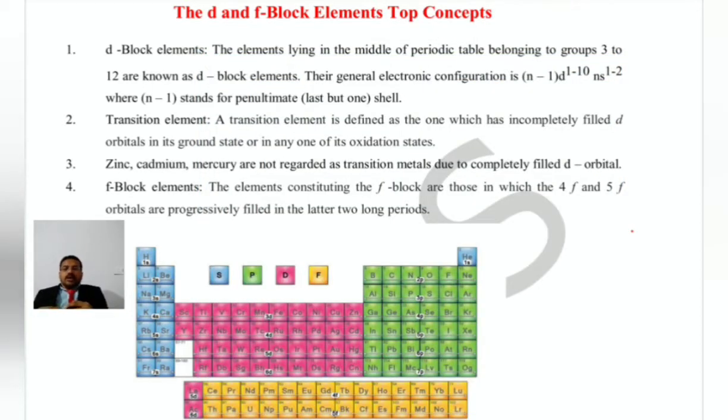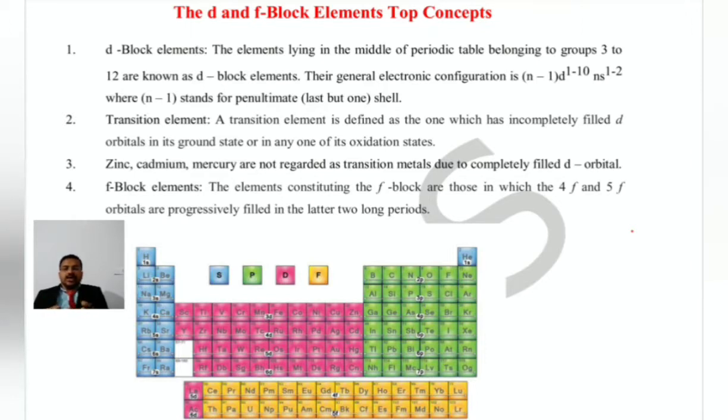Okay. The second definition, transition element. A transition element is defined as the one which has incompletely filled d orbitals in its ground state or in any one of its oxidation states. So that is the definition for a transition element. So the requirement for an element to be part of transition or D block is that it should have incompletely filled d orbitals in its ground state or in any of its oxidation states. So the requirement is incompletely filled d orbitals.